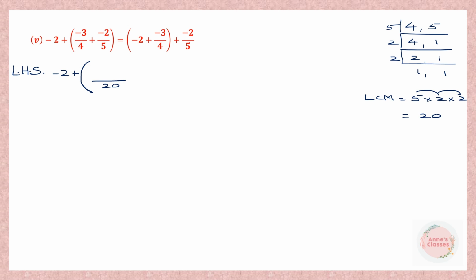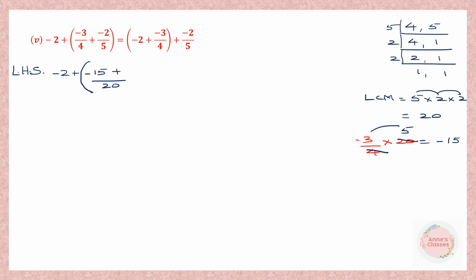Now take the first rational number, which is minus 3 by 4, and multiply it with the LCM. So let's do that. Minus 3 by 4 multiplied with the LCM, which is 20. Cancel 4 and 20. 4 5s are 20. Multiply this. Minus 15. So we've got our first numerator, minus 15.